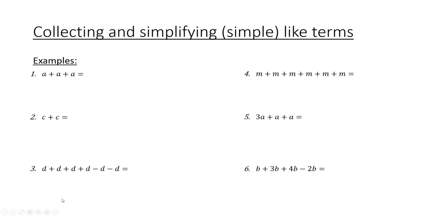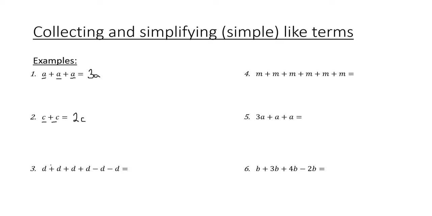So moving on, I'm going to go through these examples. If you just want to copy them out as we go along and write in the answers. So we've got a plus a plus a. Okay, these are all like terms. So we've got 3 lots of a, so our final answer will be 3a. Question 2, we've got c plus c. These are also like terms. So we've got 2 lots of c, so our final answer will be 2c.